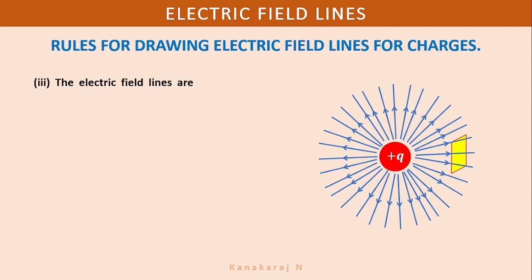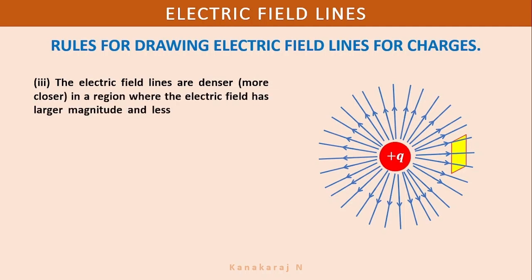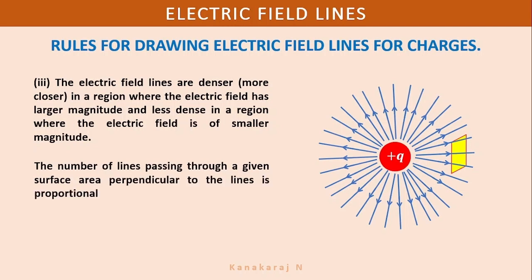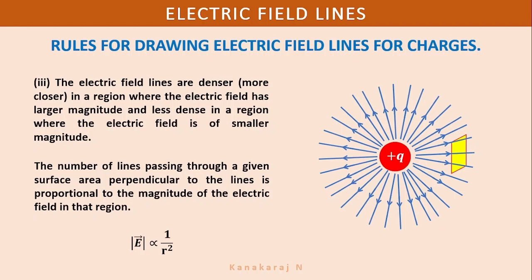The electric field lines are denser, more closer, in a region where the electric field has larger magnitude, and less dense in a region where the electric field is of smaller magnitude. The number of lines passing through a given surface area perpendicular to the lines is proportional to the magnitude of the electric field in that region. The magnitude of the E vector is proportional to 1 by r square.